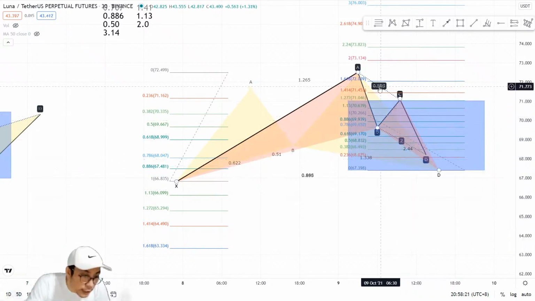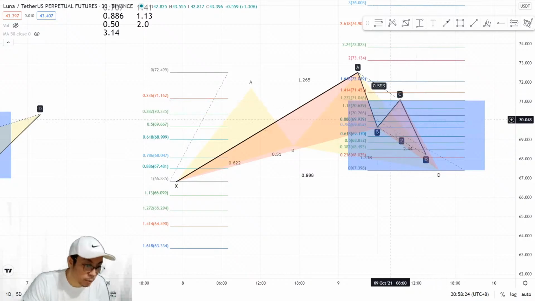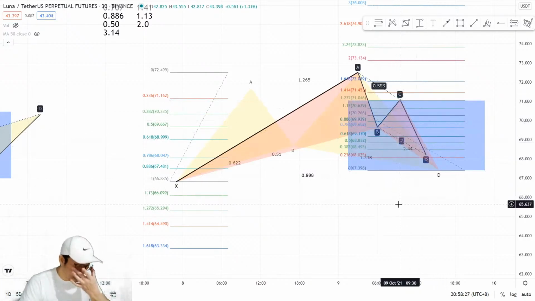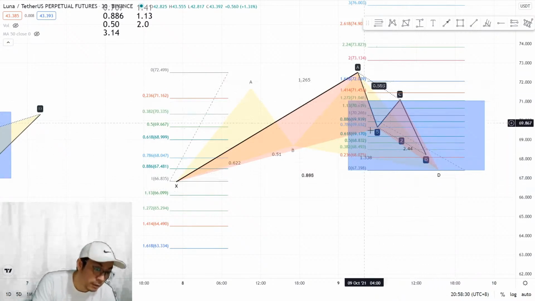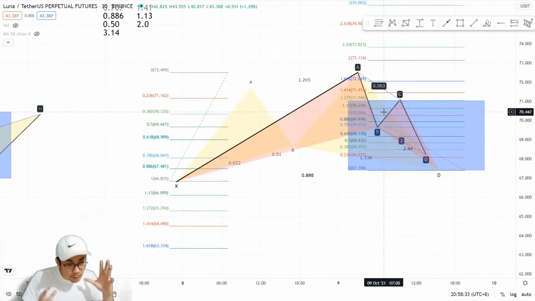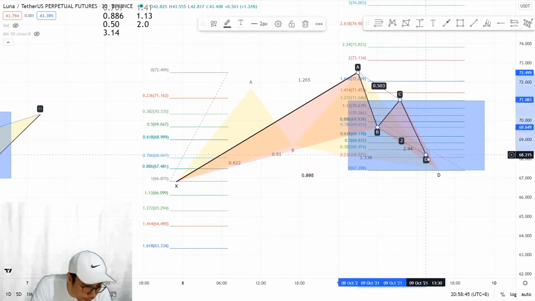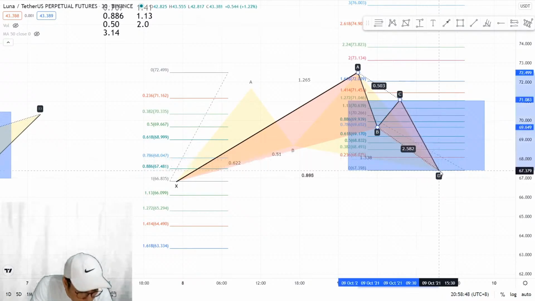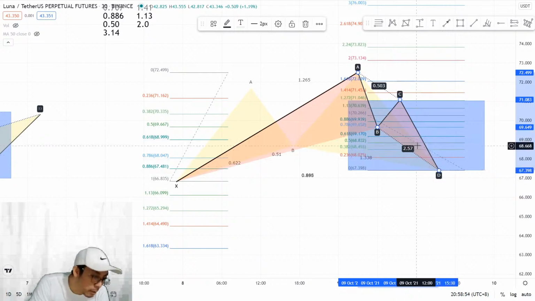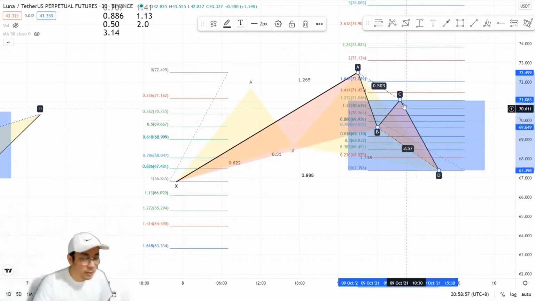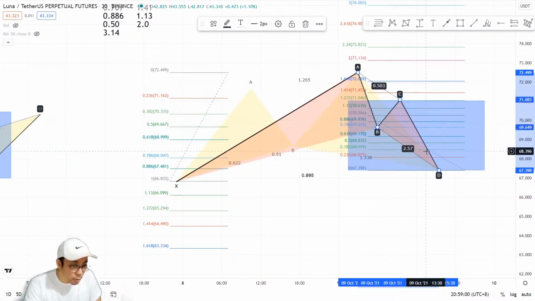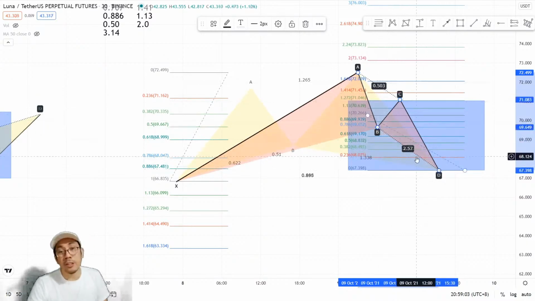So, we cannot use the regular ABCD pattern for this one. Sometimes we can, because I've shown you, there could be some instances that a regular ABCD pattern could be used. But, for the completion of a bat pattern, it has to at least meet the regular ABCD pattern. But, in this case, we have to use the alternate ABCD pattern. So, we have to extend this down to this level. And with this, it's about 2.6, 2.5 something, usually because this is 2.5. The regular is 2. When you're going to extend it, it's usually 2.5.